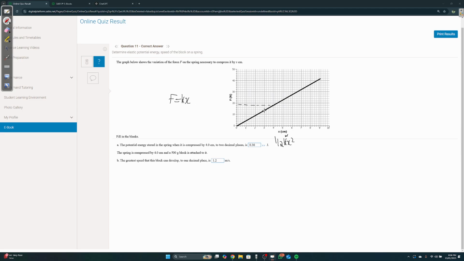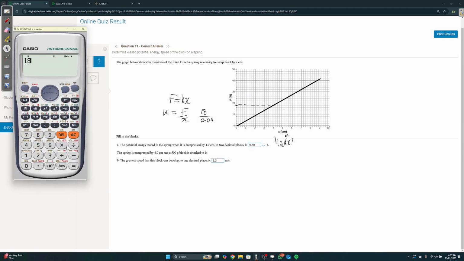F is equal to kx. At 4 centimeters, you can find k. K is going to be equal to F over x. The force at 4 is 18, because the graduation is 2, over the elongation, which is 0.04. Let's find it. 18 over 0.04. 450. So over here we can use half times 450 times x squared, so 0.04 squared. So 0.5 times 450 times 0.04 squared. You get 0.36 joules, right?